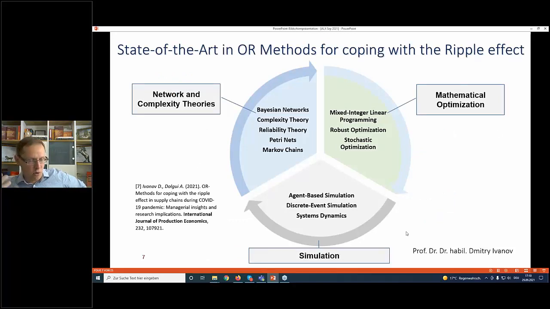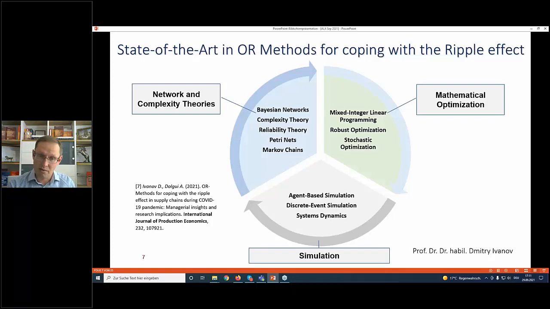Looking at the modeling, optimization, and simulation techniques which we can observe to cope with the ripple effect and resilience analysis, we can classify three major areas. The first area is network and complexity theories. The second one is mathematical optimization, and the third one is simulation. Concrete methods are presented in this slide.